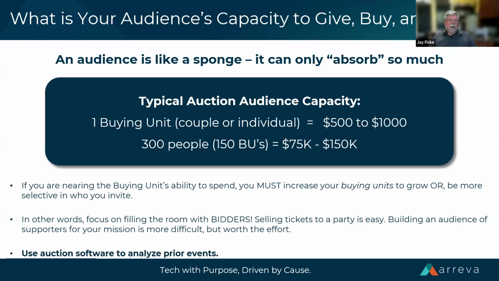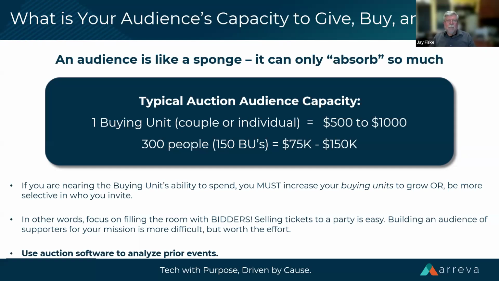So I say that to try and have you visualize what your audience is like. Different size audiences have different capacities, just like different size sponges have different capacities. So as we look at how much money we could reasonably expect to get out of an audience, we can set some parameters based on how big the audience is, how many buying units we have. So an example, if one buying unit is $500 to $1,000, which is a typical capacity.